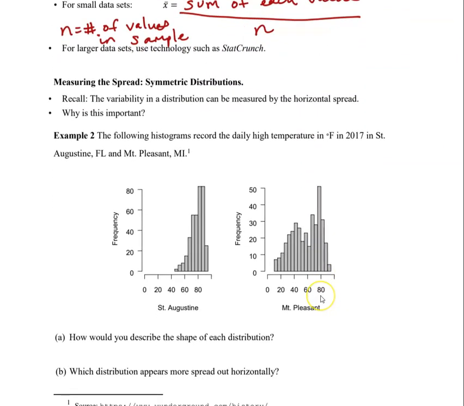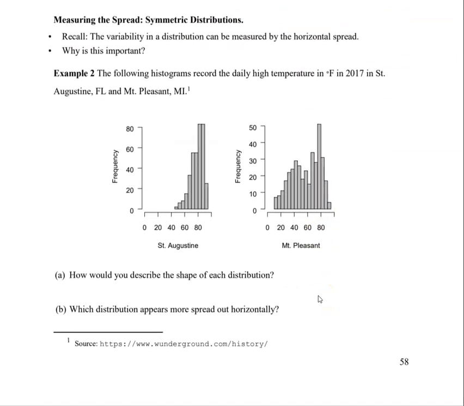Now let's talk quickly about that standard deviation again. So recall that the variability in a distribution is measured by the horizontal spread. Visually, how spread out is the data? Why do we need to know this information? Well, it gives us an idea of whether or not the data is spread far away from where the mean is. So is there a lot of variability in the data? Or are most of the data points close to the center?